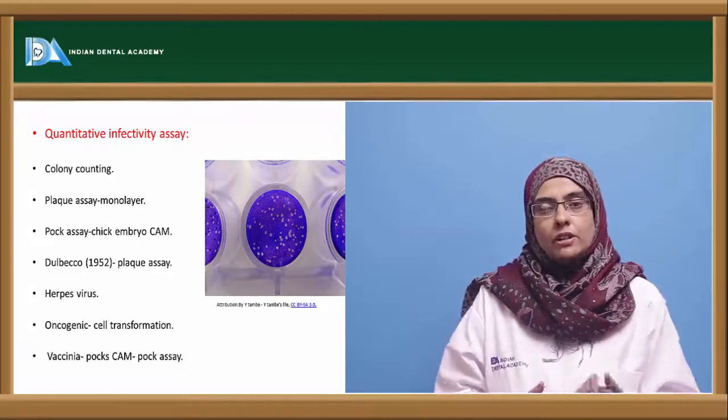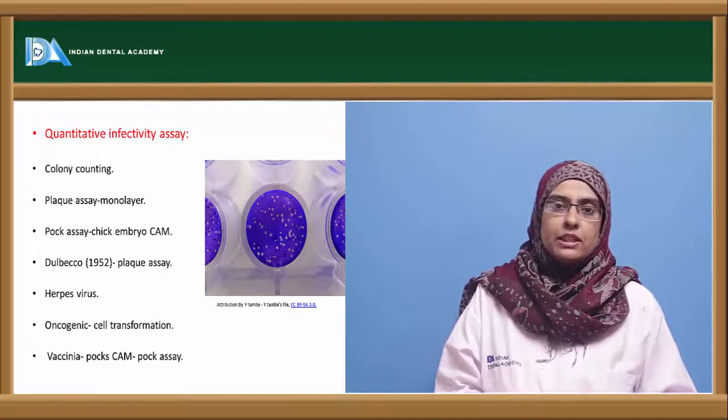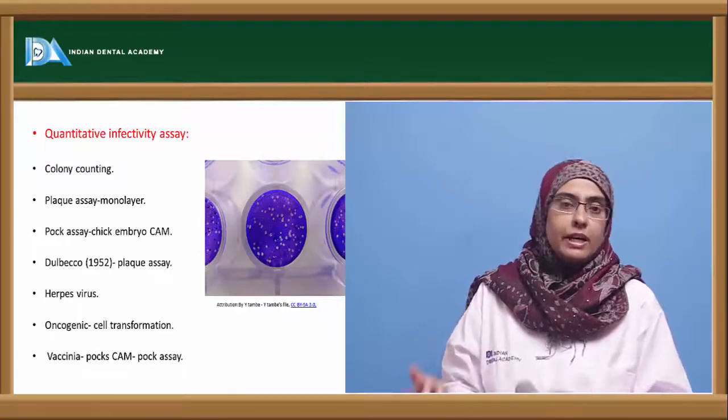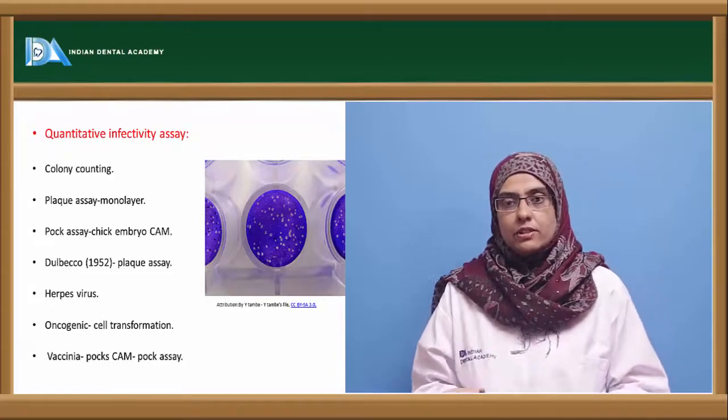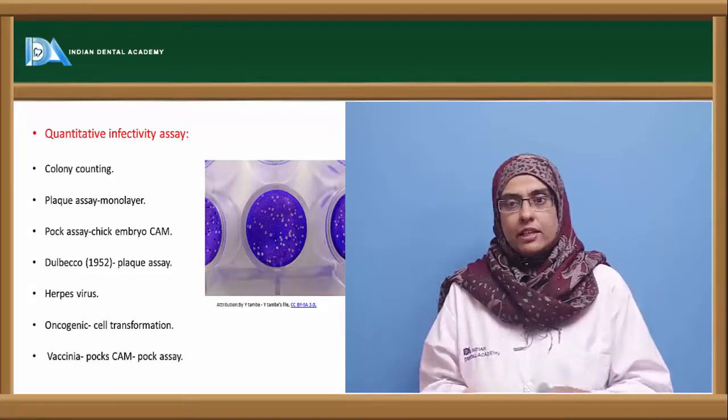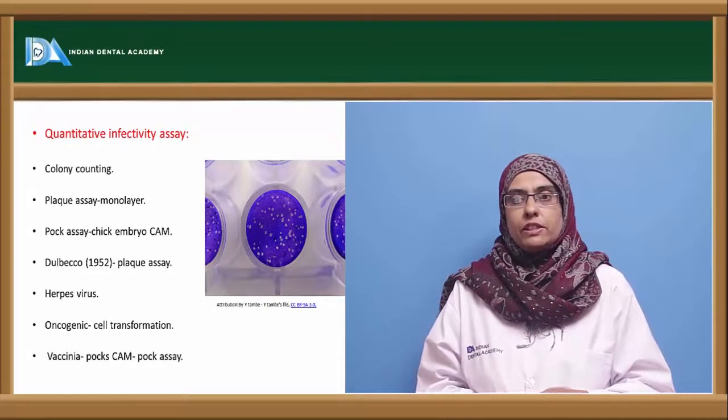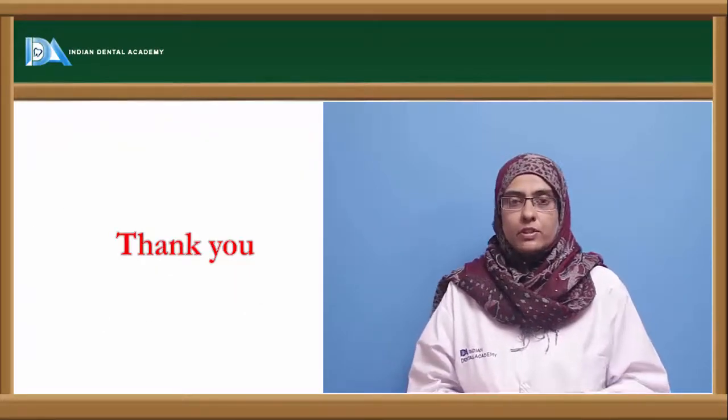Next we have oncogenic viruses. The easy method is the cell transformation or the microtumors that are formed, indicating the presence of the infectious virions. And vaccinia virus again can be counted with the help of POC morphology. So this is all about the general properties of the viruses.